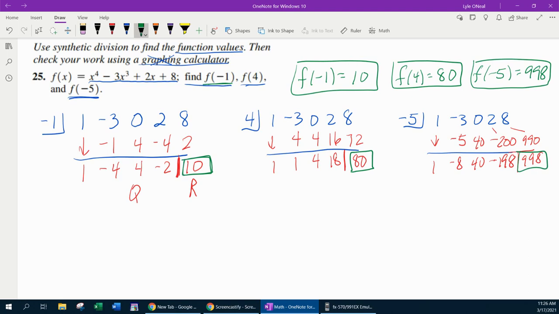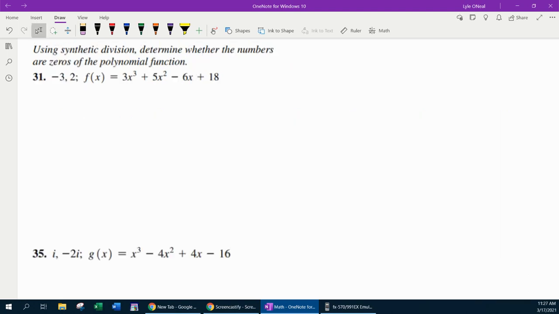Math is awesome. Next, number 31, they want us to use synthetic division to determine whether the numbers are zeros of the polynomial function. And so for these values to be zeros, you need a zero remainder. That's basically what they're asking for. So we're going to set up our synthetic division first for the number 3, checking to see if -3 is a zero.